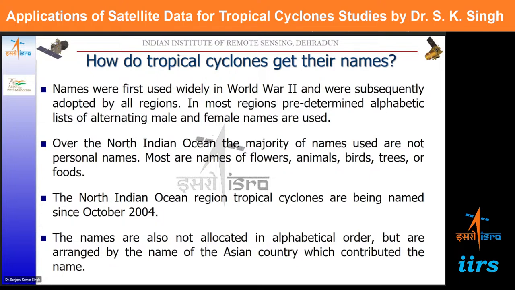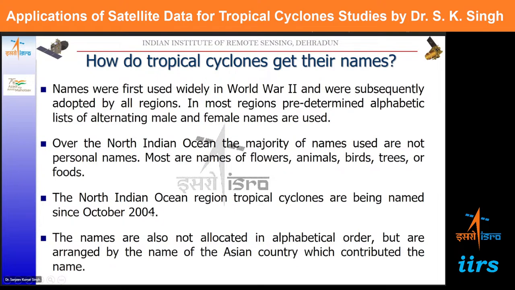In most regions, the name is based on male and female names. But over the North Indian Ocean, the majority of the names are mainly based on flowers, animals, birds, trees, and foods. It is not based on any male or female name. This started from October 2014.